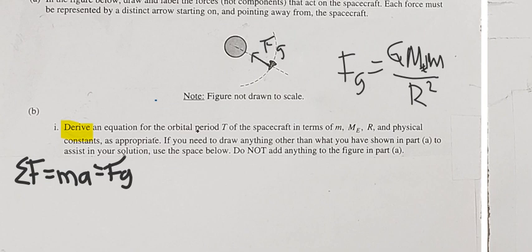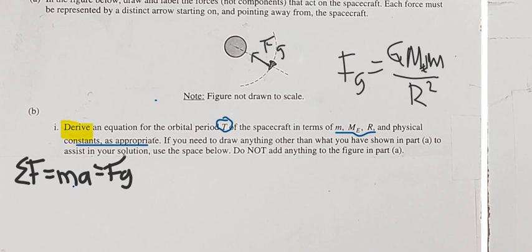Derive an equation for the orbital time period t. I'll probably use a different color pen here, like my blue pen. Okay, that's kind of weird. That's how long it takes to go around the spacecraft in terms of all the masses and the radius and physical constants. It's appropriate. Those are on the back, on the pink side of the equation sheet. Okay, they're warning you not to draw anything else. They're very picky. Do not add anything.